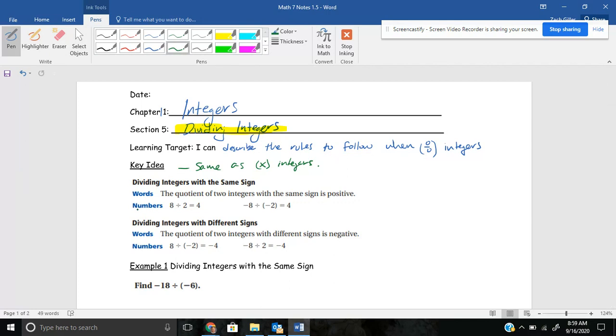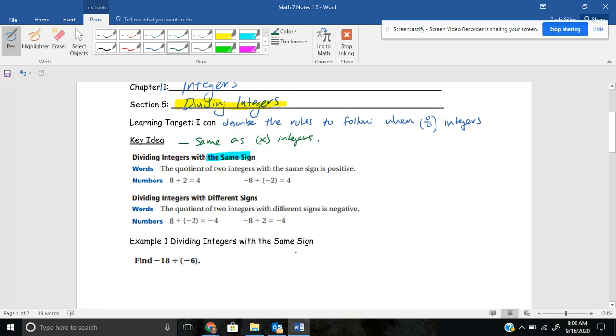So just a quick refresher, those rules were that when you have the same sign, so both are positive, like in this case, 8 and 2 are both positive. When you divide them, you get a positive answer. Or if they're both negative, they have the same sign, your result is a positive answer.